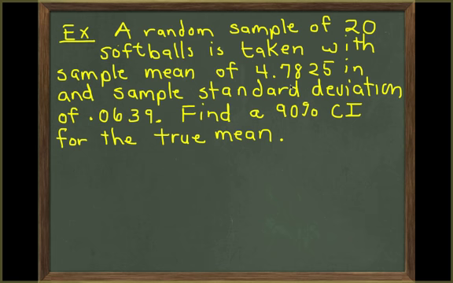So the first example we have is a random sample of 20 softballs taken with a sample mean of 4.7825 inches and a sample standard deviation of 0.0639. We would like to find a 90% confidence interval for the true mean. If we want a 90% confidence interval for the true mean, the 90% will fall in the middle. That'll leave 5% to the right and 5% to the left.